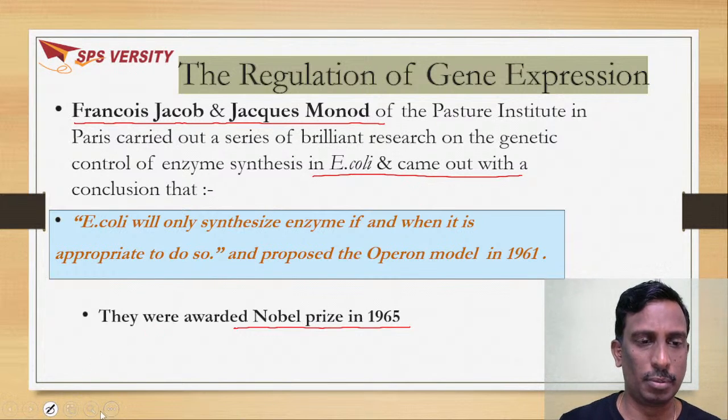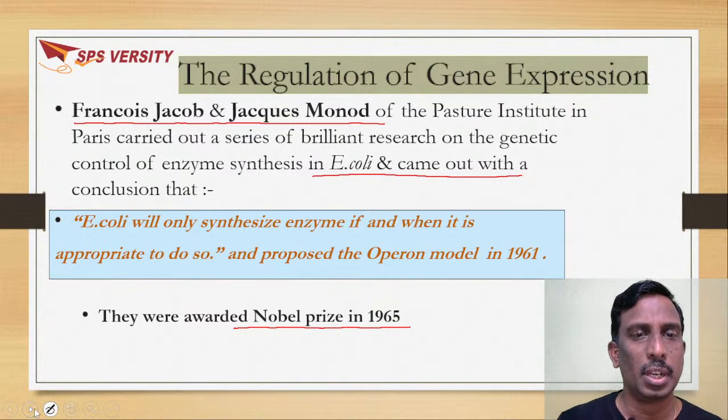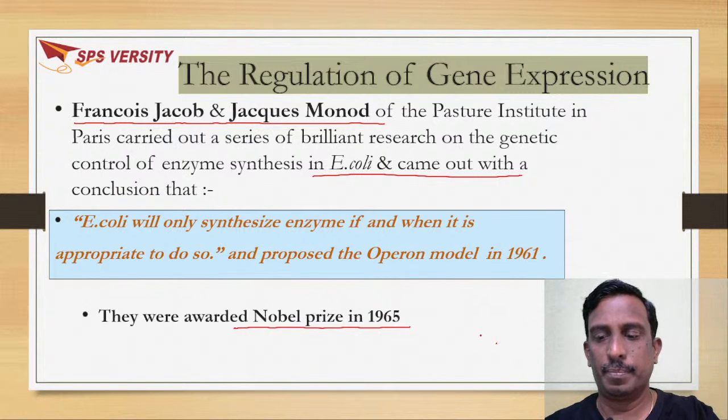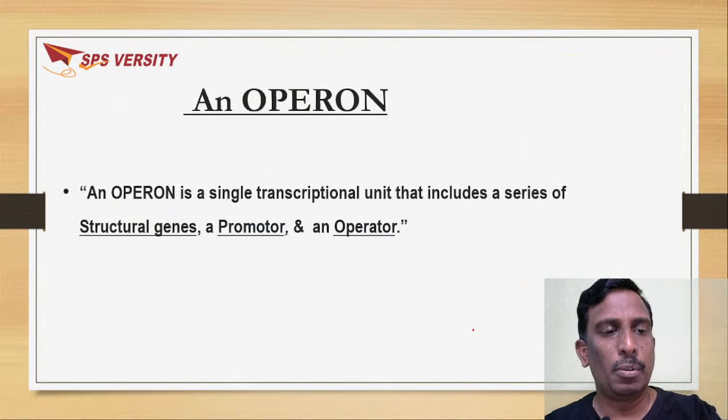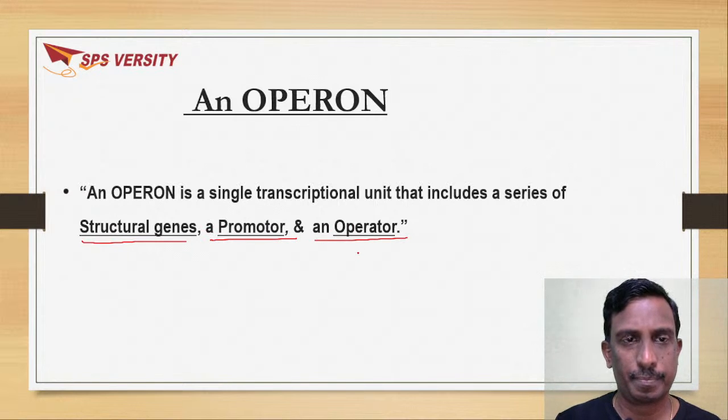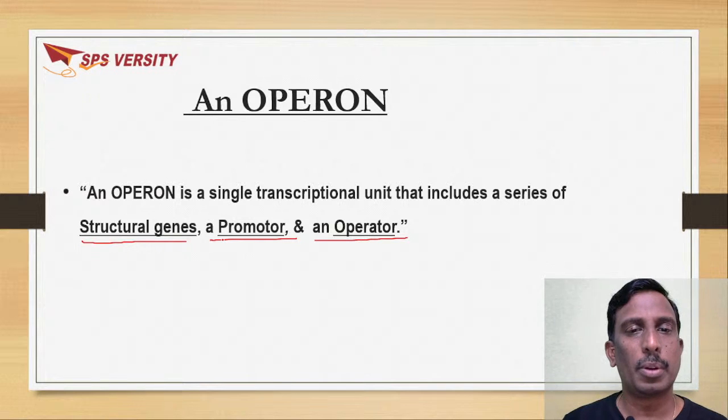So what is this model? What does the operon model say? According to Jacob and Monod, an operon is a transcriptional unit that includes structural genes, a promoter, and an operator.